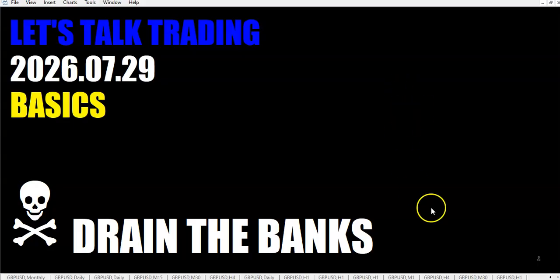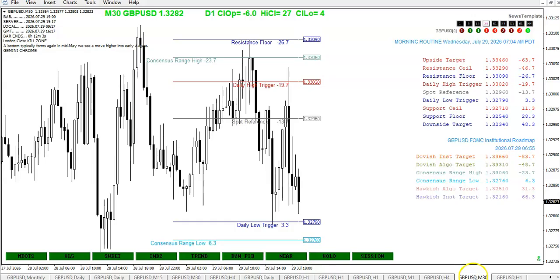Because we've got news coming out. And as you can see here, the range is like 31 pips. Price just seems to be stuck. It came up here, it went down here.